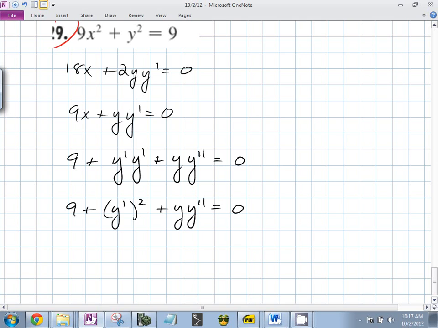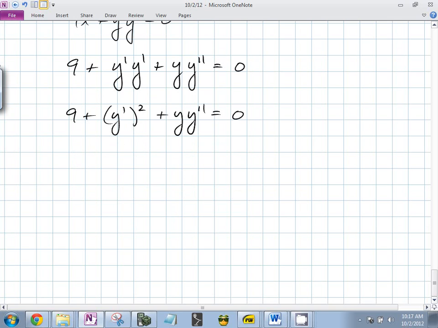Now this works, it's just a little bit different. What do we isolate now? What are we looking for? So y double prime is going to equal, well let's just do this. Y double prime is going to equal what?